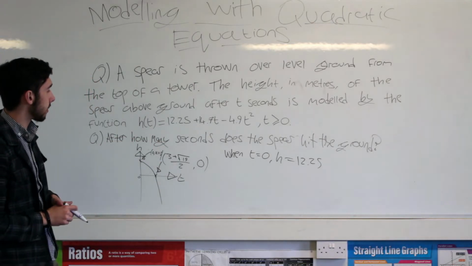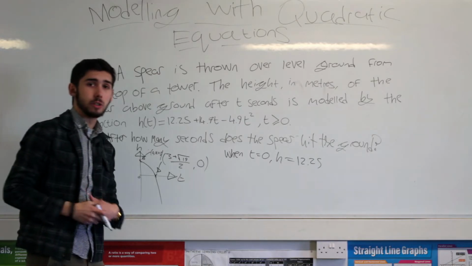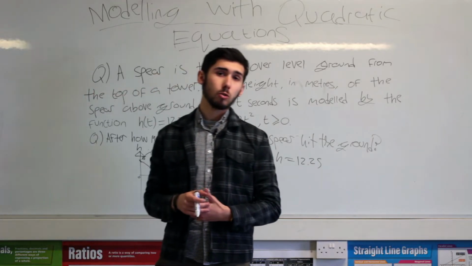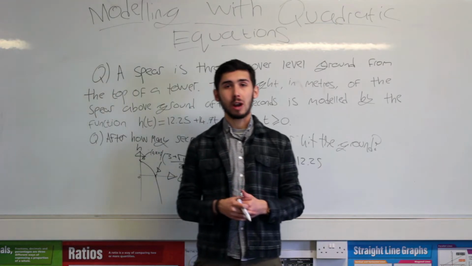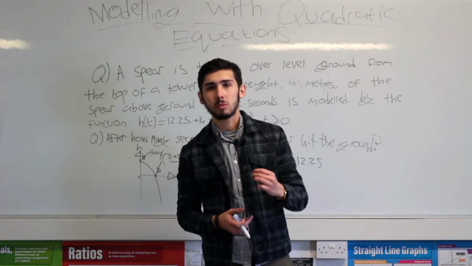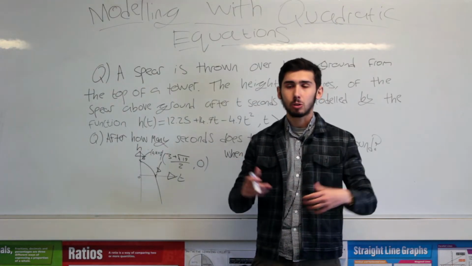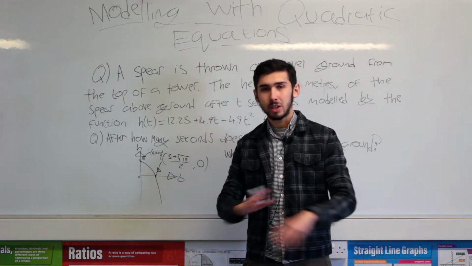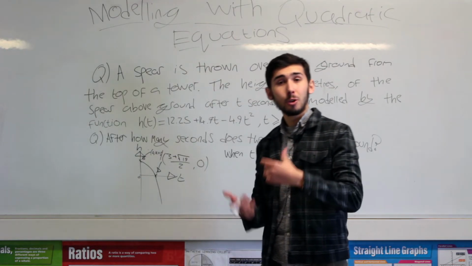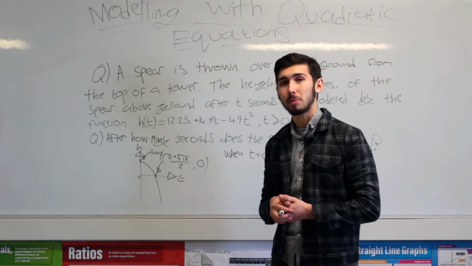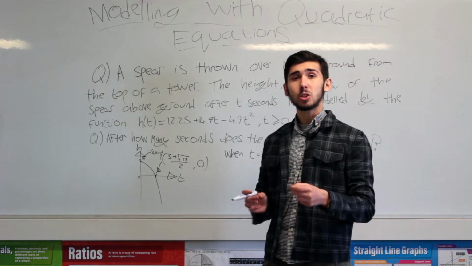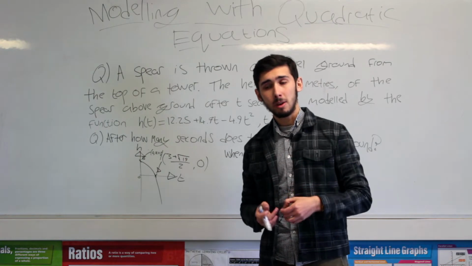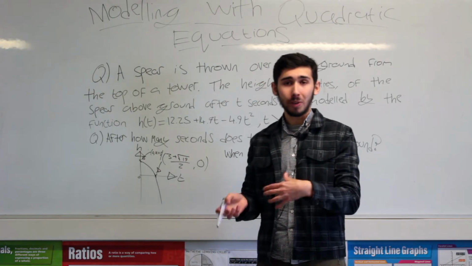Okay, how many seconds? Guys, I've got a question for you. When something hits the ground, how many meters off the ground is it? It's 0 meters off the ground, right? If something hits the ground, it's on the ground. There is 0 meters on the ground. So the way that we find the amount of time that something takes to touch the ground is we set the height equal to 0, because we want to find t when the height is 0.